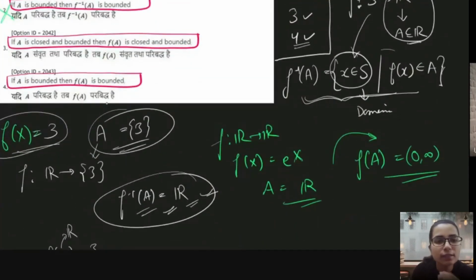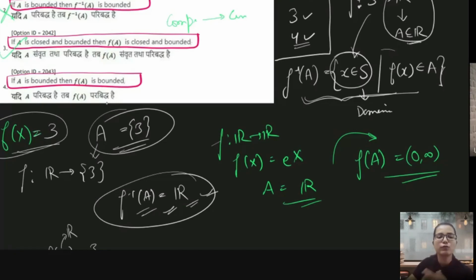The third option is, if A is closed and bounded, then f of A is closed and bounded. This is a very direct thing that I shared with you, the boundedness theorem, or the compact to compact relation. If A is compact, or closed and bounded, you can apply the compactness theorem that f maps compact sets to compact sets. Yes, this is correct. What about the fourth option?